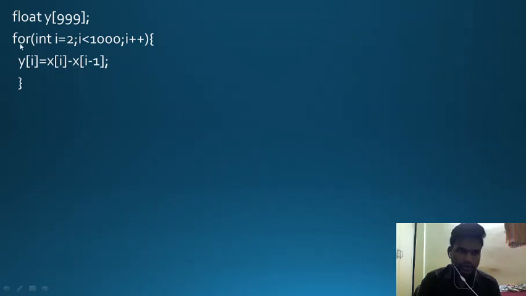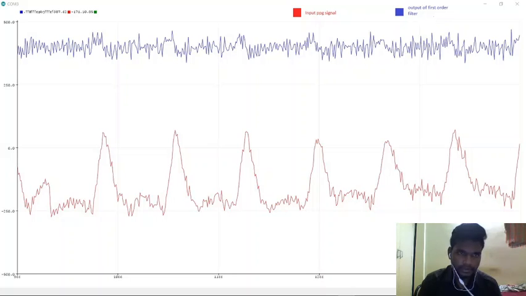This is a simple logic. We are going to read the values into the x array, and we have to declare the y array. In the logic we subtract the past input from the present input, assign the output to the y array, and repeat this for 1000 values, since the length of x is 1000. The output of the code is this.